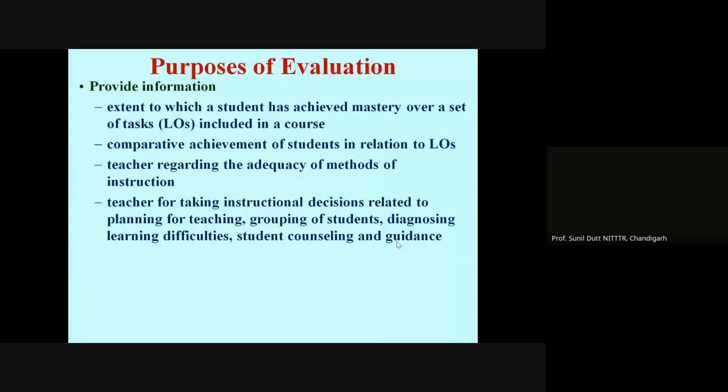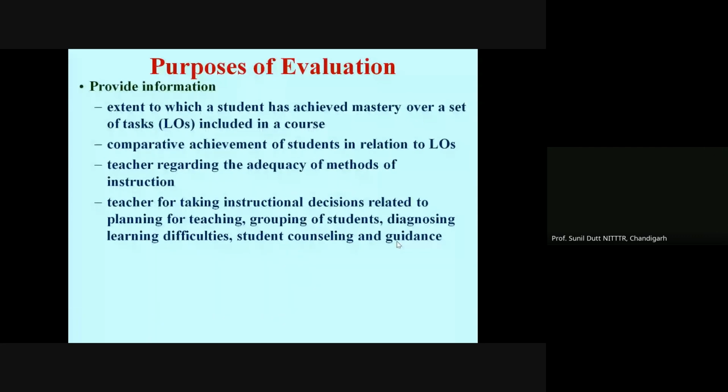Teacher can make instructional decisions, that is because the evaluation provides data indicating how much a student has learned and what subsequent instruction should emphasize. Does he need to present the lecture again?